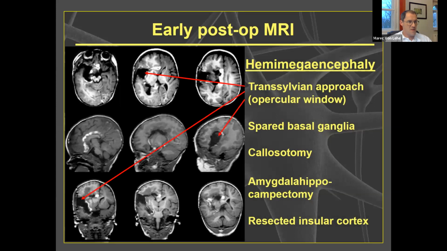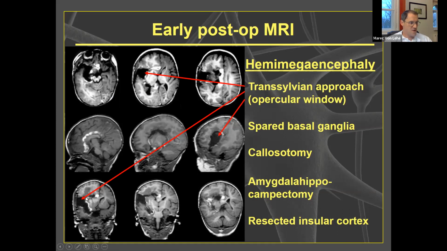This is an early post-op MRI in a hemimegalencephalic baby with the transsylvian approach again. In these cases, it's quite nice to resect an opercular window in the frontal lobe to have a better overview of the structures you need to see, and the landmarks are often shifted. So to have more space, you might resect some tissue of the frontal operculum.